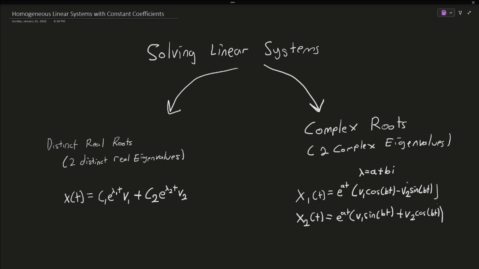For the next lecture, we will work on complex roots. For complex roots, we'll have two complex eigenvalues, like a plus or minus bi, where a is the real part of the eigenvalue and b is the imaginary part of the eigenvalue, and our solutions will be something like this as below. In this lecture we're not going to work on those a lot. We will be focusing on those in the future.